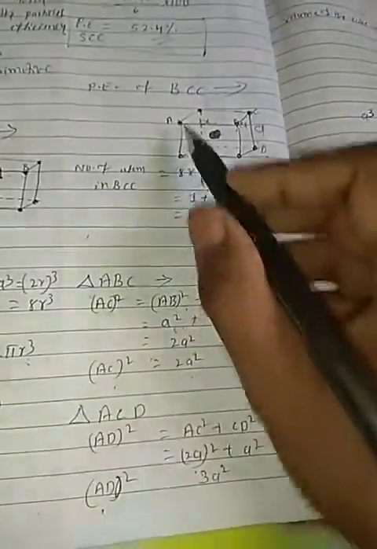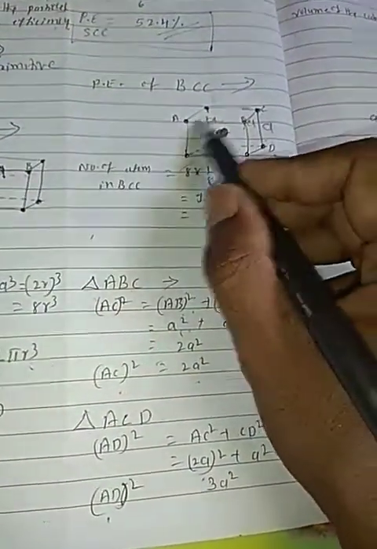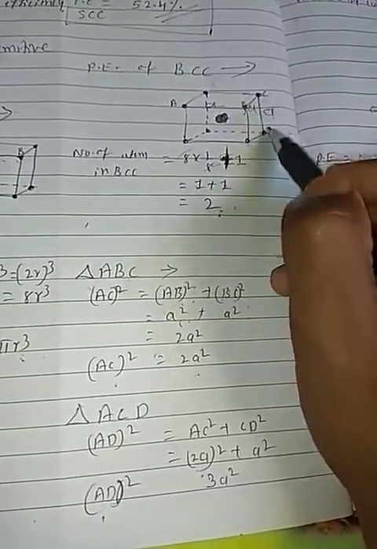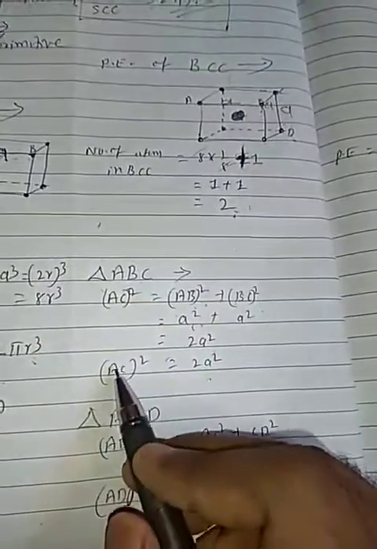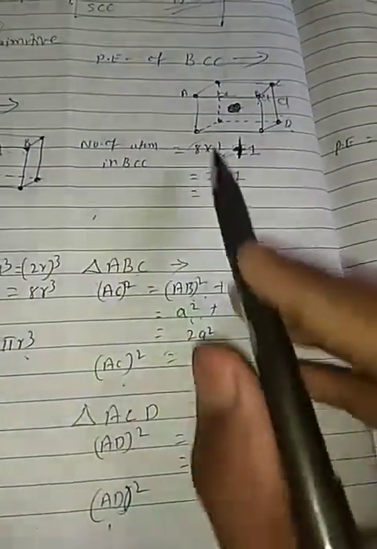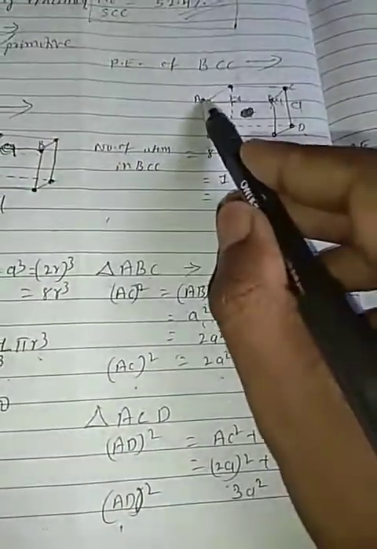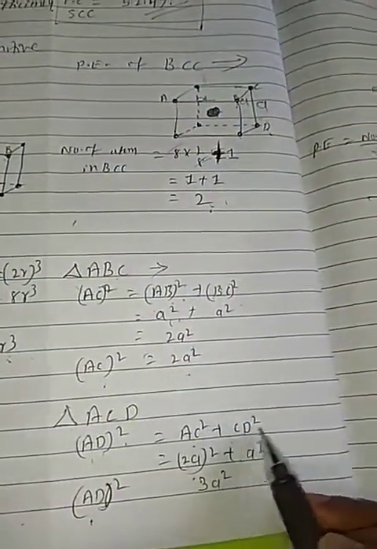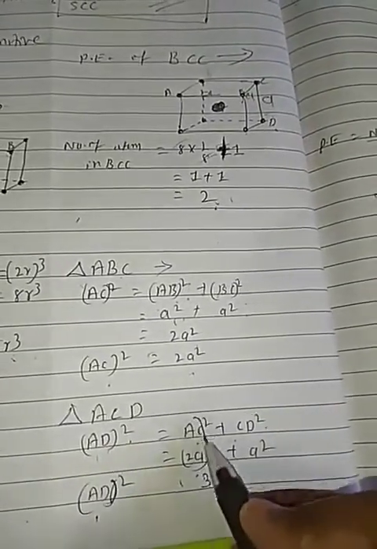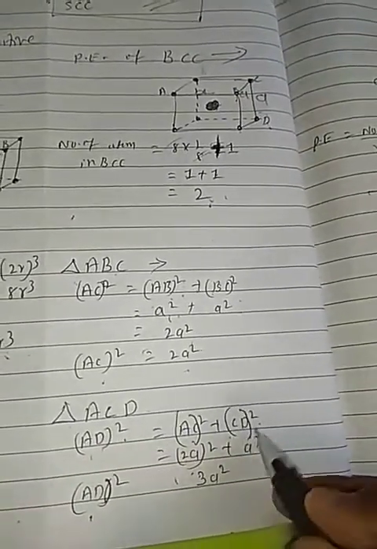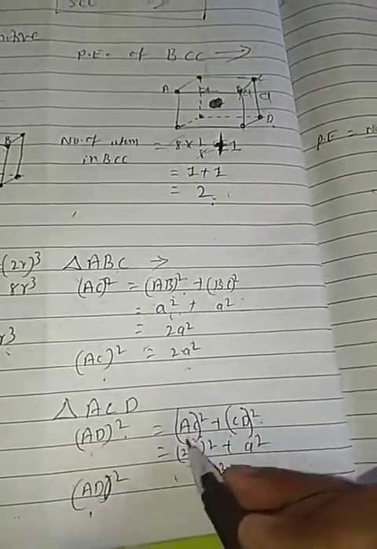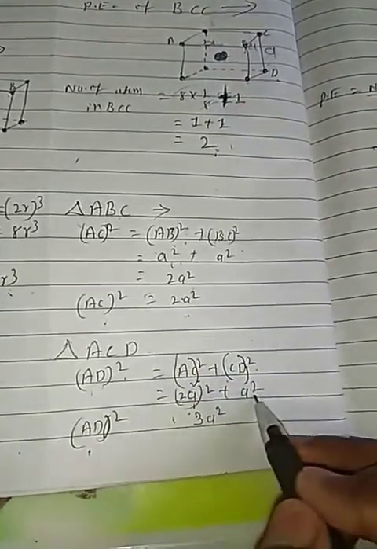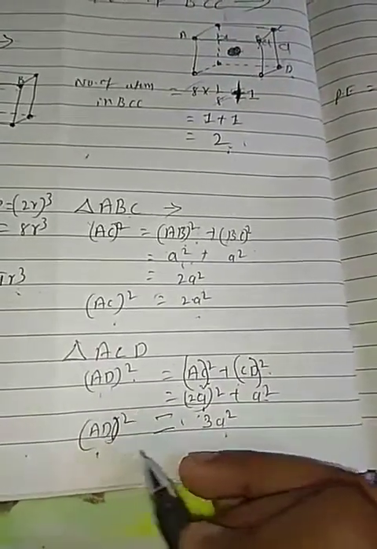Right-angled triangle ACD. We know the AC distance and the CD distance, and here we want to calculate the AD distance, the diagonal from A to D. AD whole square is AC whole square plus CD whole square. AC square is 2a square, which we already got, and CD is a square. That is 2a square plus a square, that is 3a square. Right.